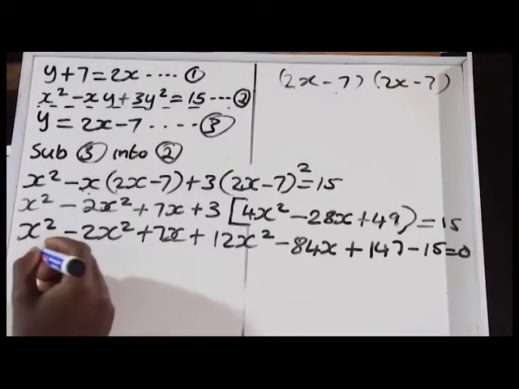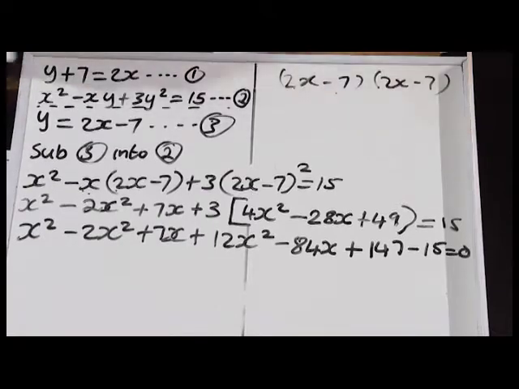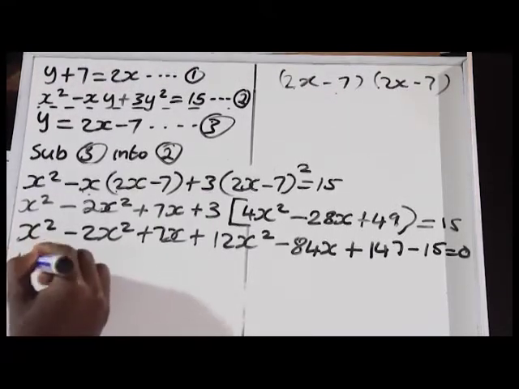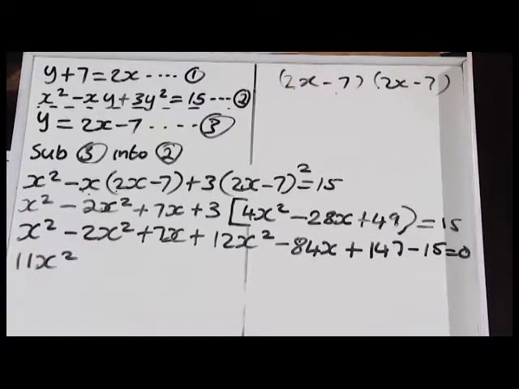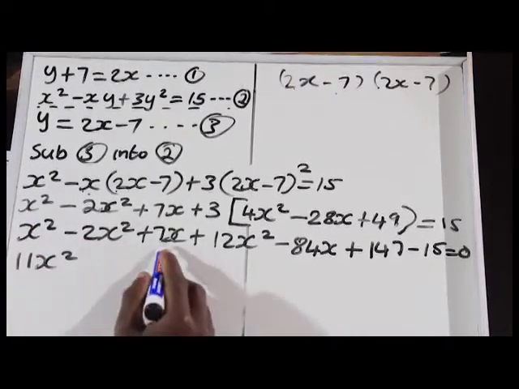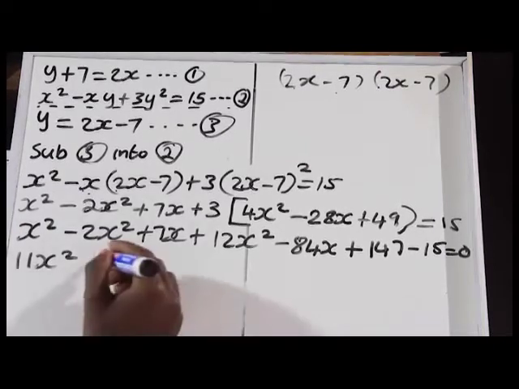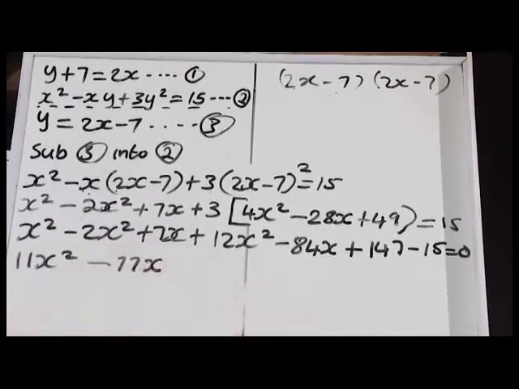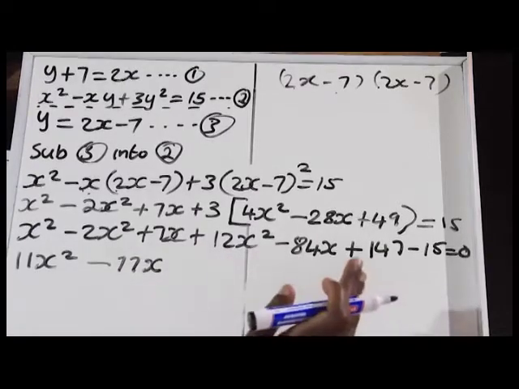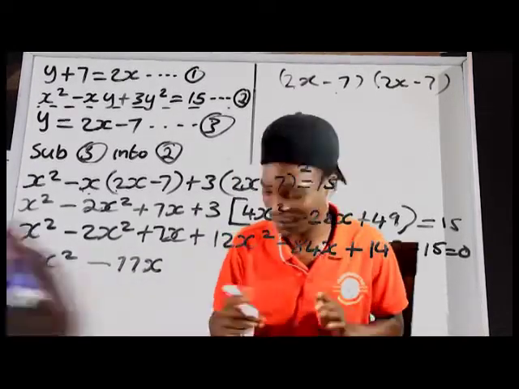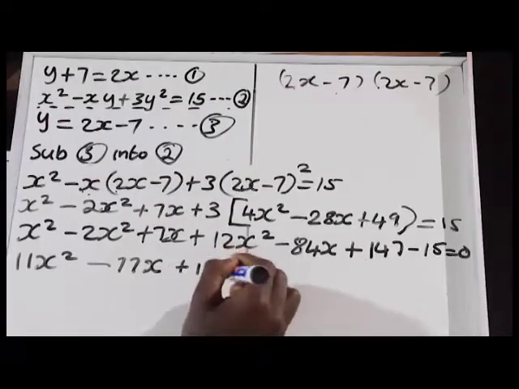So it's going to give us positive 11x squared. Now, guys, then we have 7x minus 84x. We know that is going to give us negative 77x. Then we subtract 147 minus 15, which is going to give us 132. So we have positive 132 equals 0.